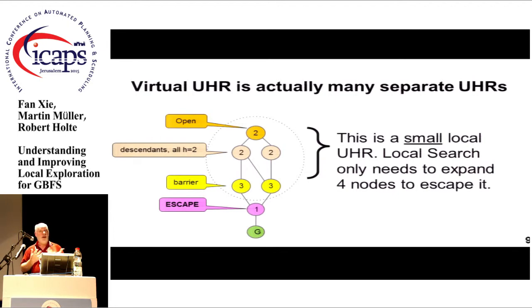Because you have a budget, which I forgot to mention on the slide. Local search is given a budget of, let's say, 1,000 node expansions, which is the number we used last year. So it will get past this. It only needs 4 nodes to escape this, and if it's allowed to do 1,000, it'll get way past this. It'll hit the escape node, and that escape node will then, even if it didn't go any further, get put on the global open list, and the whole global search would now have a heuristic value of 1 and could proceed from there.